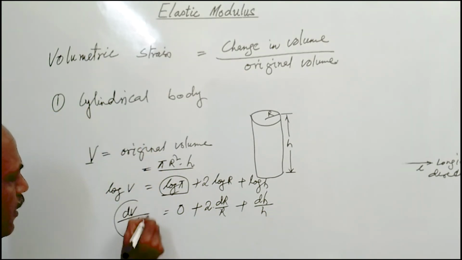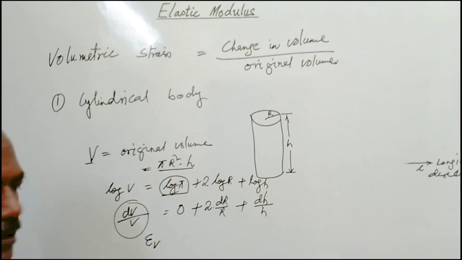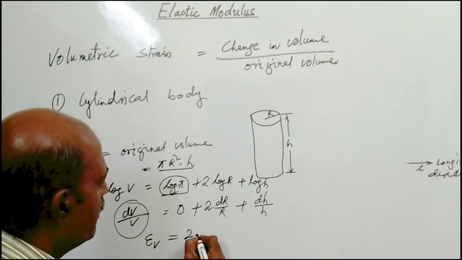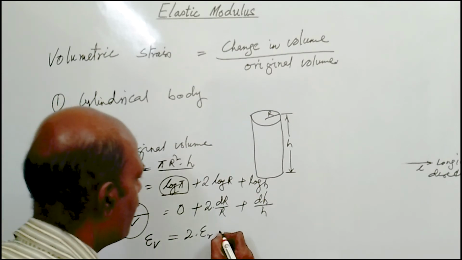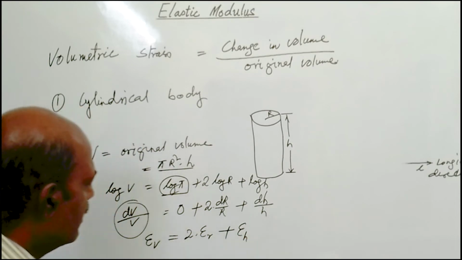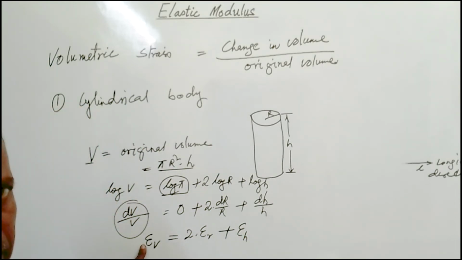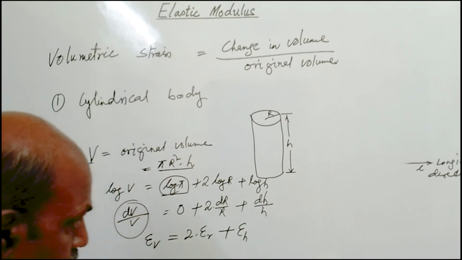So dV by V is known as volumetric strain, is given by 2 into epsilon r, strain produced in r direction, plus dh by h, that is strain produced in h direction. So epsilon V, that is volumetric strain produced in a cylindrical body, is given by 2 into epsilon r, means strain produced in r direction, plus epsilon h, that is strain produced in h direction.